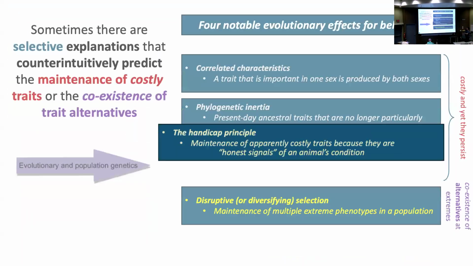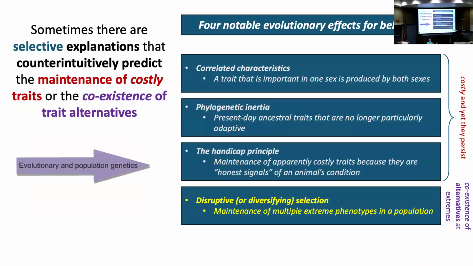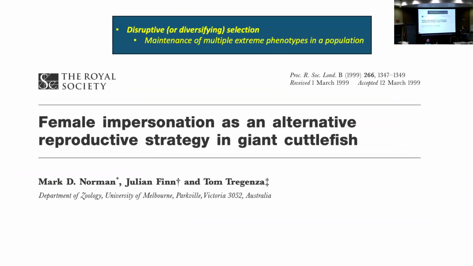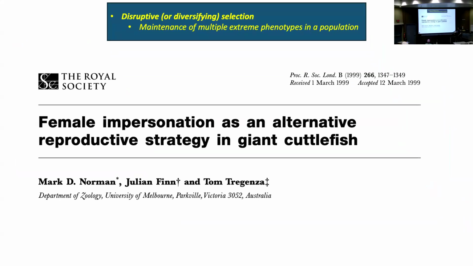Okay. The last one I want to highlight here is disruptive or diversifying selection. So this idea that you would normally expect to see a single trait, but instead you see two very different traits. And there's a bunch of examples of this. This is one in cuttlefish. So it turns out that there's multiple reproductive strategies in male cuttlefish, these cephalopods.